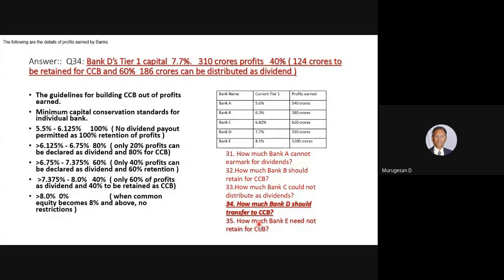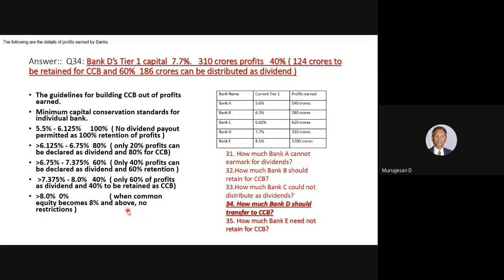Now, the last question: how much does bank E need not retain for CCB? That means how much can they give as dividend. So you see the last question, they have earned 1,200 crore profit, but their current tier 1 capital is 8.1. Oh my God, good. They have crossed 8. So the entire 1,200 crore, no restriction, no need to convert the profit to capital. The entire profit they can distribute to shareholders. This is the Government of India guideline.